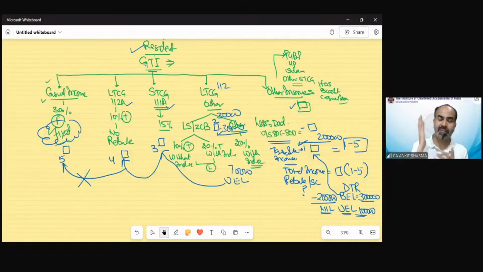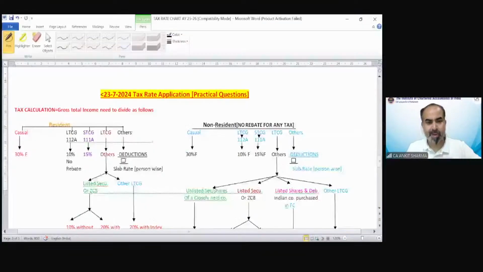So we can utilize it first from other income, then under section 112 gain, then 111A gain, and then 112 gain. Still, if there is any unexhausted basic exemption limit remaining, it cannot be transferred from casual income. Casual income is going to be taxed fixed. The balance unexhausted limit is useless, it's waste. So for the purpose of examination also, you have to use the basic exemption limit in this systematic format. Clear? So that was the chart I have prepared for you.